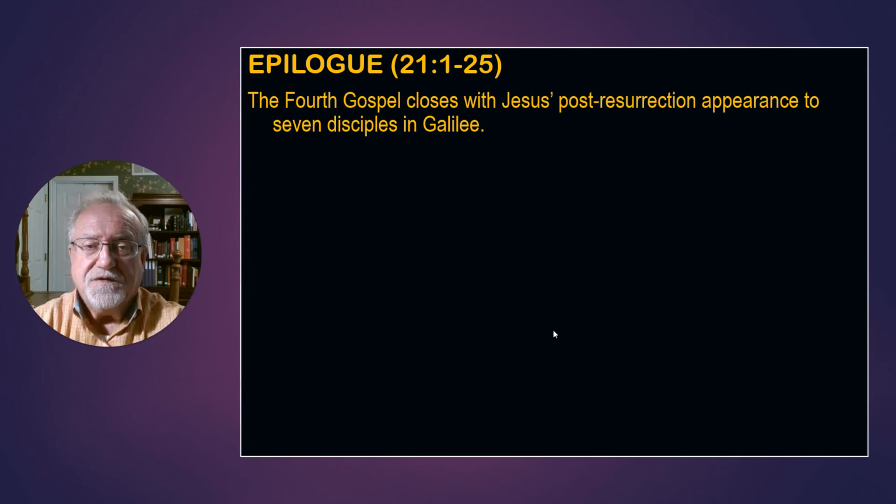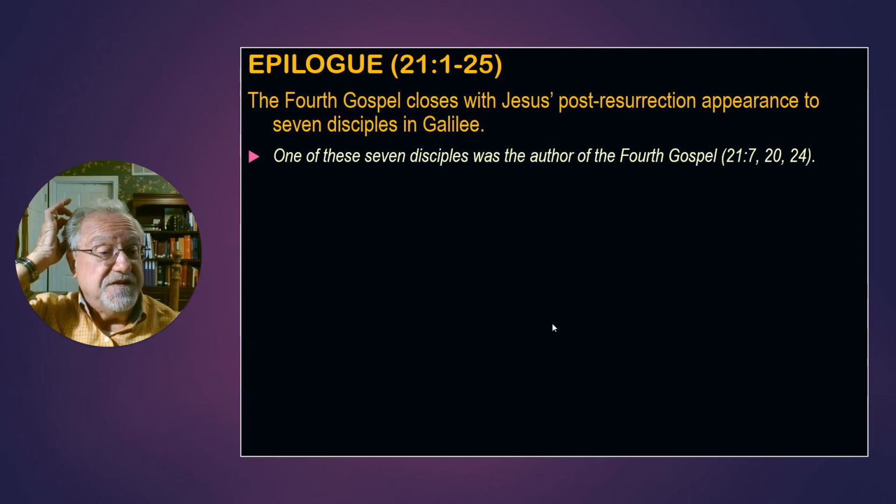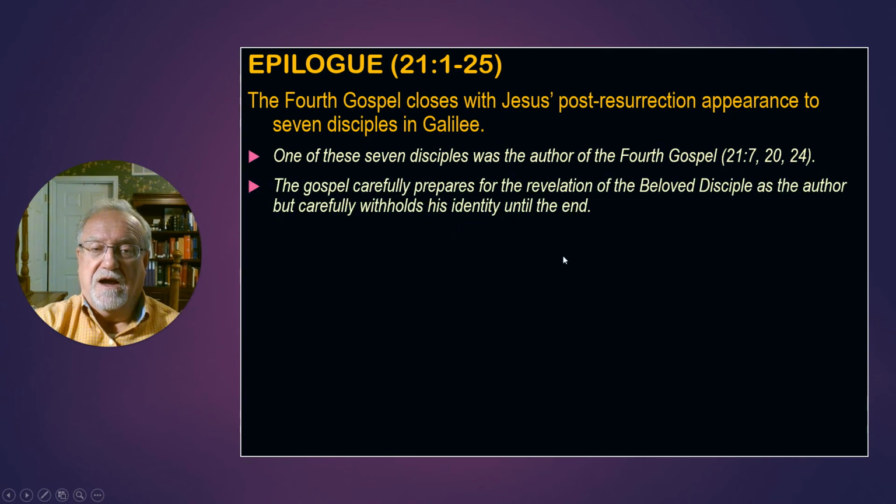Well, then the 4th gospel is going to close with one final chapter, Jesus' post-resurrection appearance to the 7 disciples in Galilee. This is the one that I mentioned earlier when we were talking about the appearance of the beloved disciple as one of the unnamed disciples among these final 7. One of these 7 disciples is the author of the 4th gospel. This last section of the gospel is going to prepare for the revelation of the beloved disciple as the author.